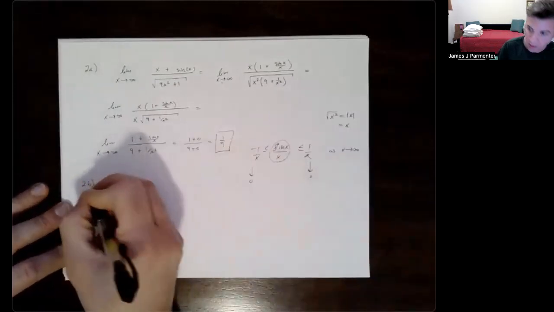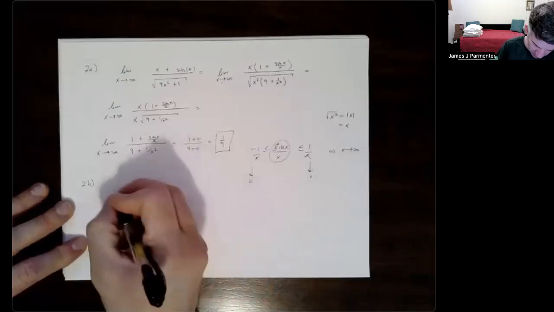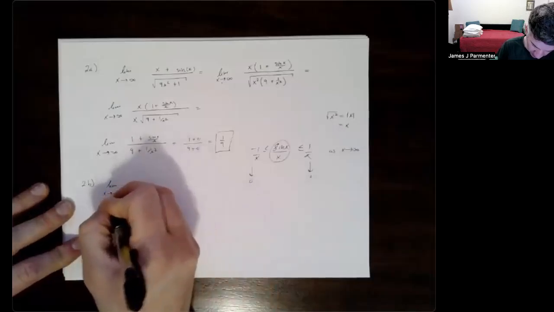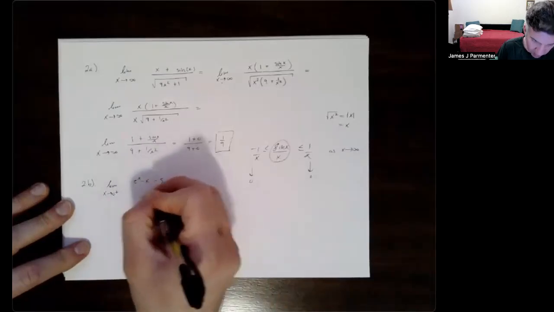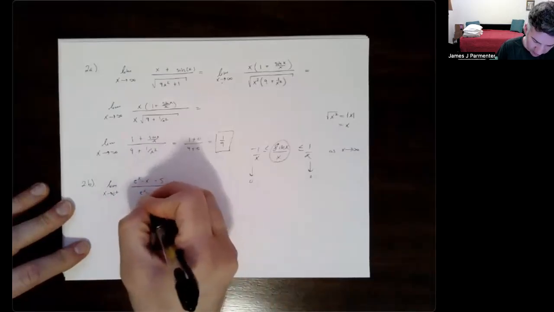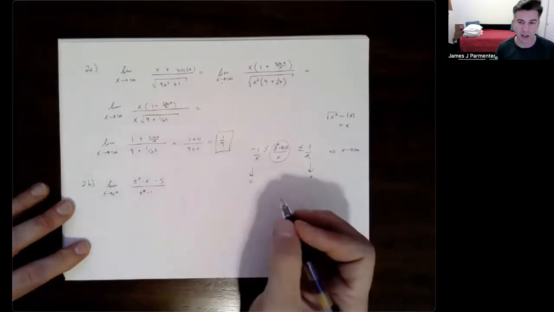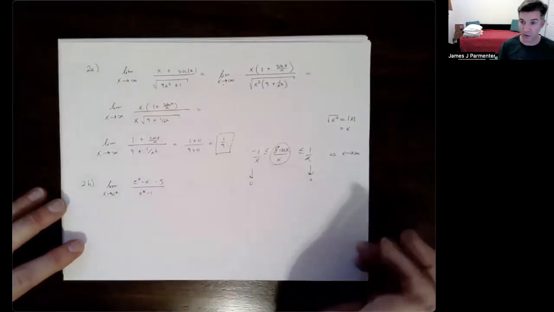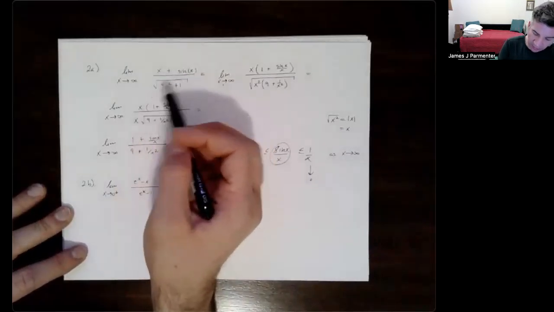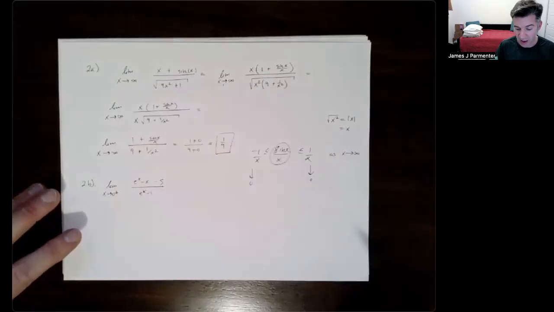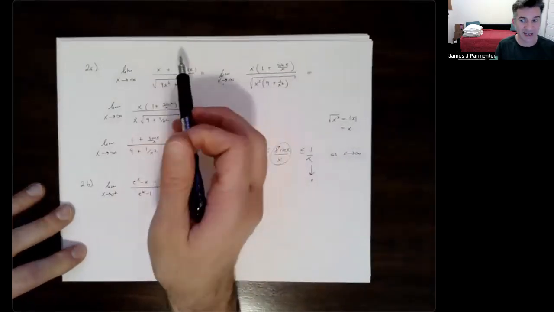Cool. Let's look at the next one. 2b. So we have the limit as x approaches 0 from the right of e to the x minus 5 over e to the x minus 1. Even though I didn't say it explicitly last time, I did check what happens when you plug in infinity. I'm getting infinity plus something small over infinity, so I knew it was infinity over infinity type. I could have used L'Hopital's rule here. It would not have worked out well.